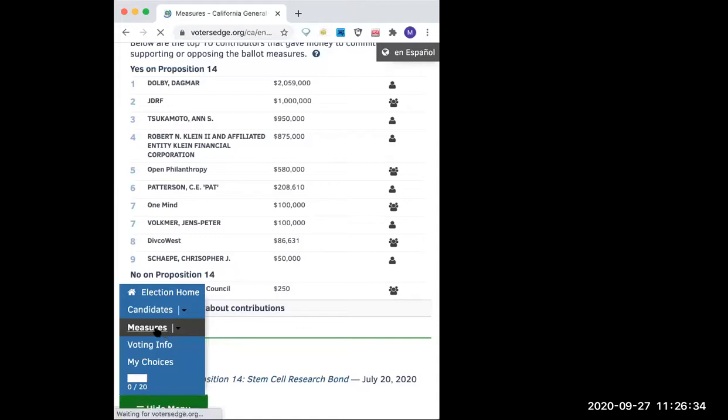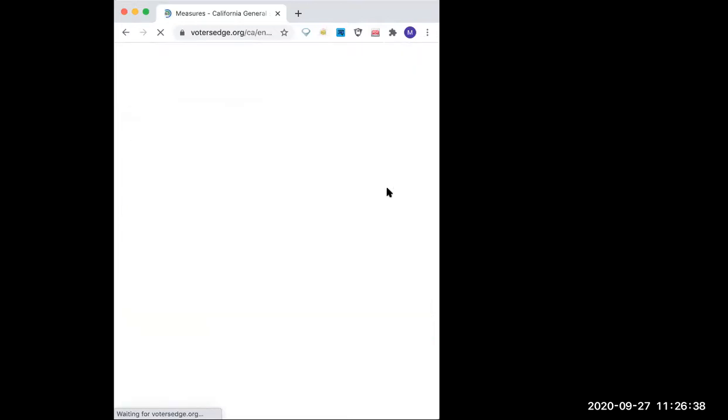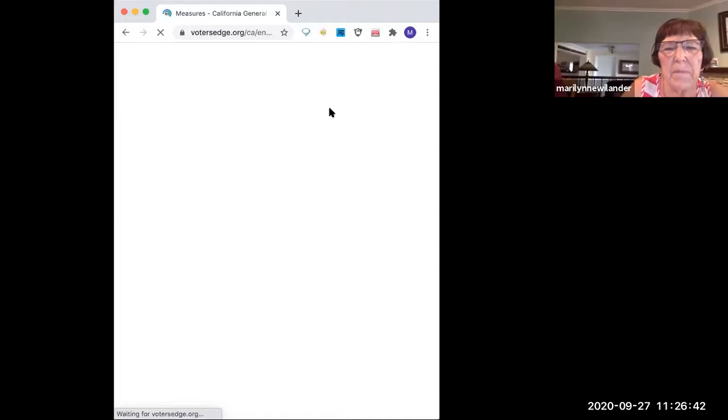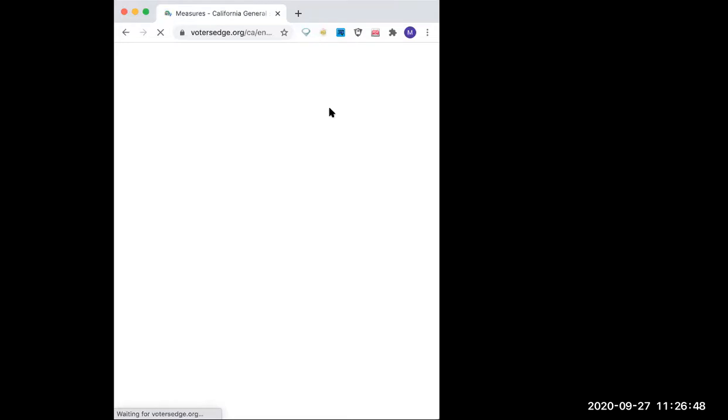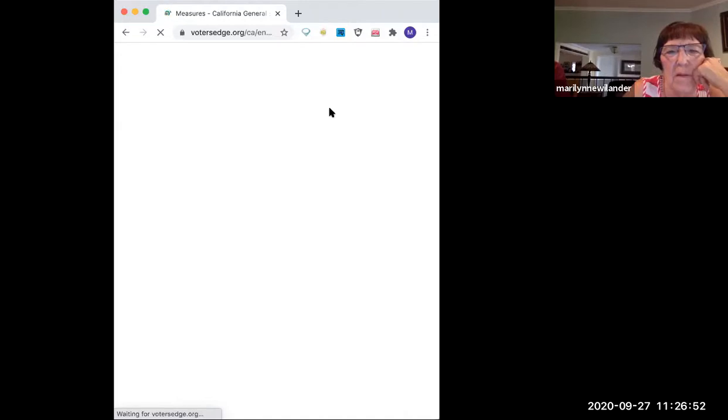Proposition 15. This one's a little more difficult. Should the California Constitution be amended so that most commercial and industrial property be reassessed on a regular basis? The idea behind this is to increase funding to public schools, community colleges, and local governments by changing a tax assessment of commercial and industrial properties.